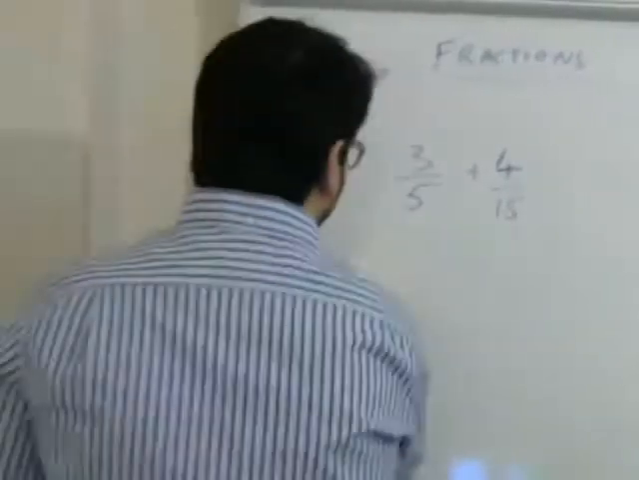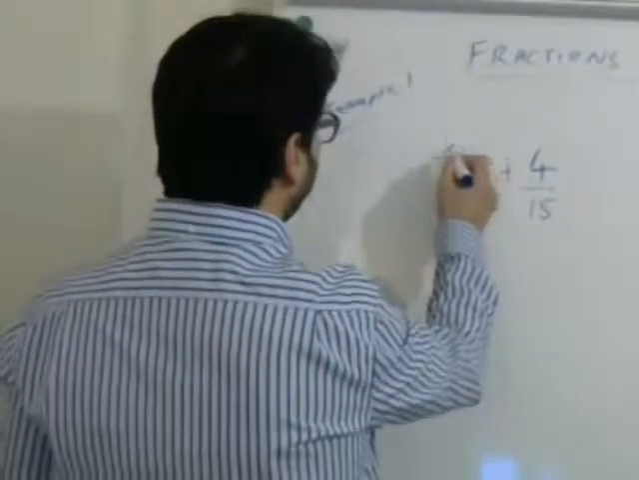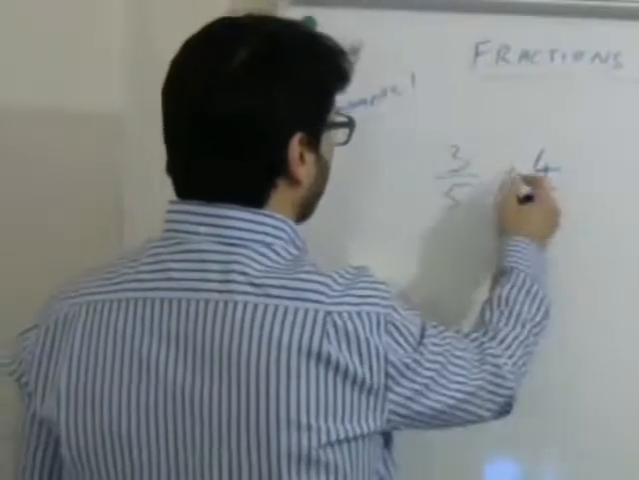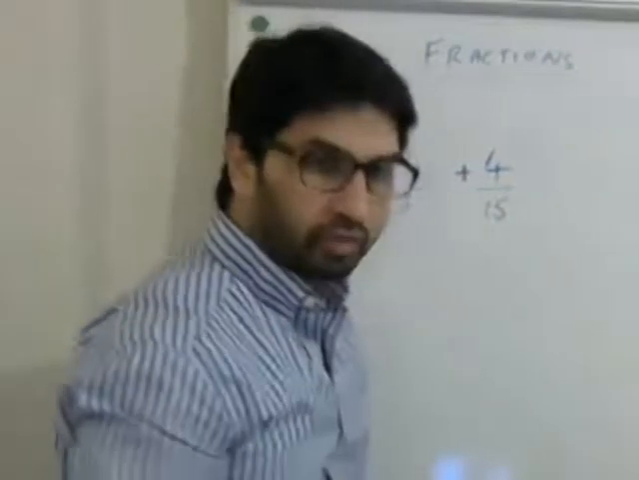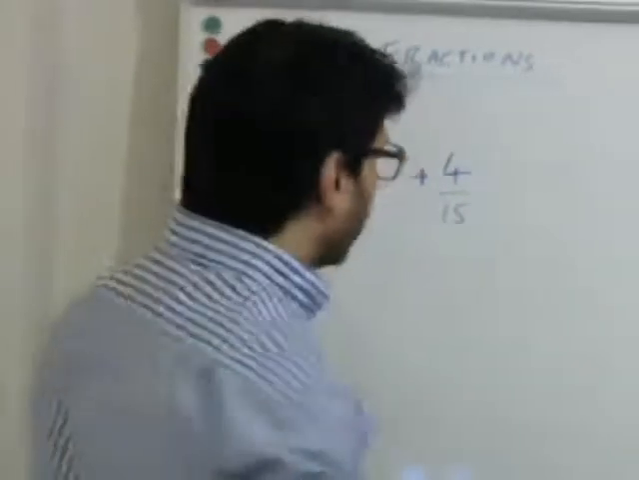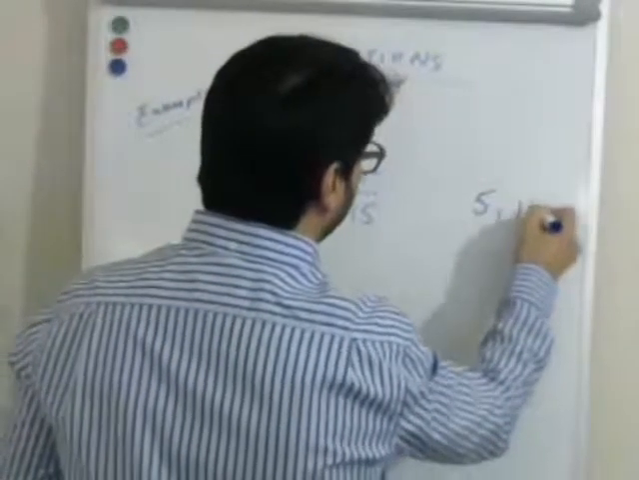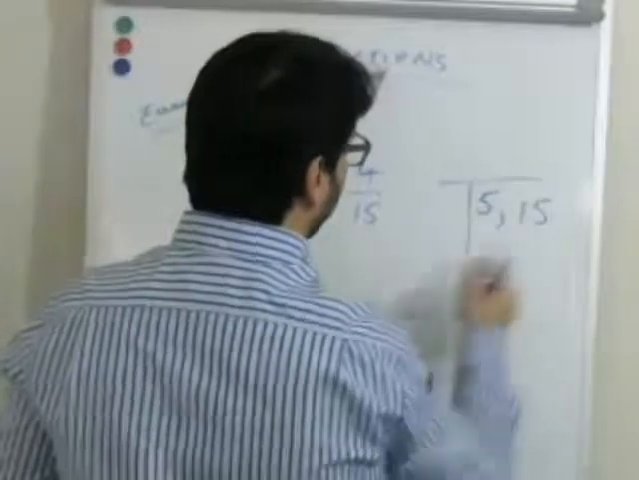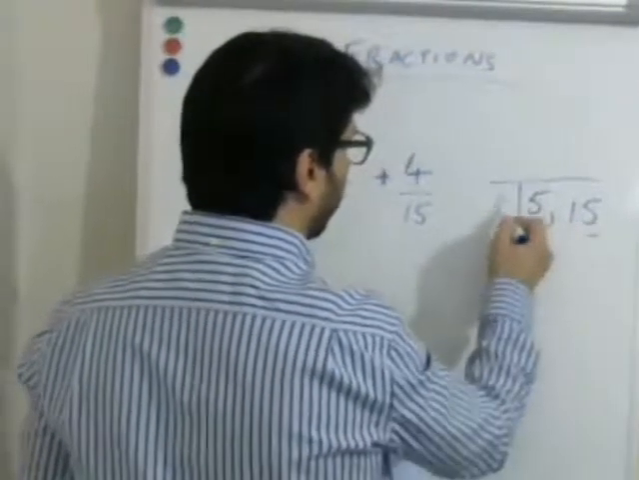First one, we know the conventional method. So let's look at this fraction here, 3 over 5 plus 4 over 15. Now we know the conventional method, which is we need to find the LCM. That stands for lowest common multiple. For the lowest common multiple, we could write 5, 15, and then we can see the common factor which goes into the two numbers, which is 5.